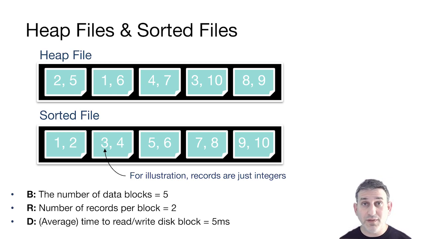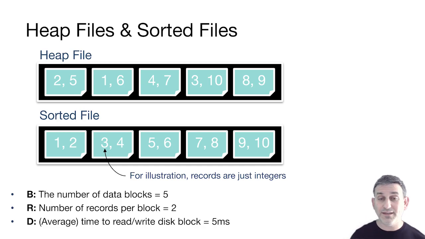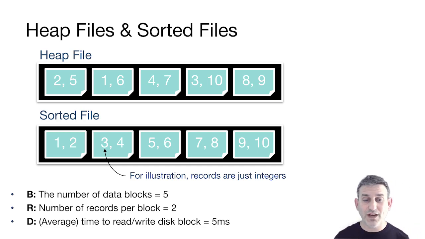Now, simple stuff here. We're going to assume that B in this picture, the number of data blocks, is 5. And R, and this is not realistic in the real world, R in this case is 2, right? 2 records per block. And the average time to read a disk block, let's assume, is 5 milliseconds.